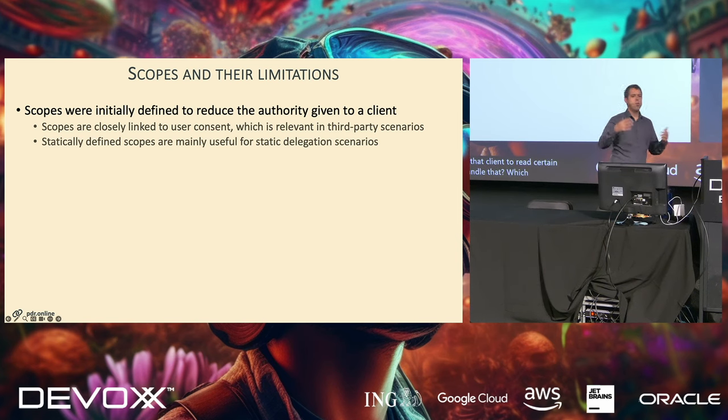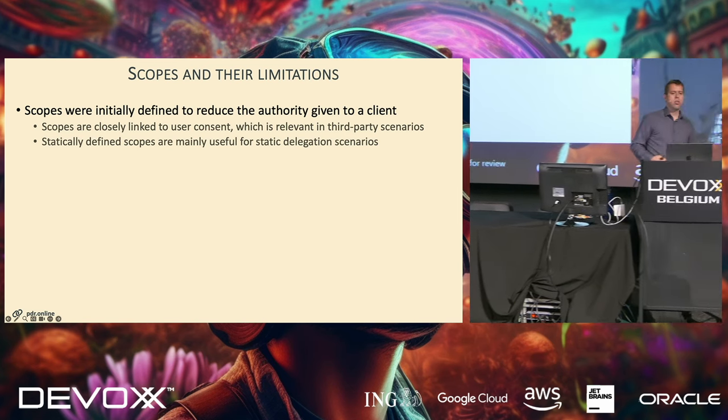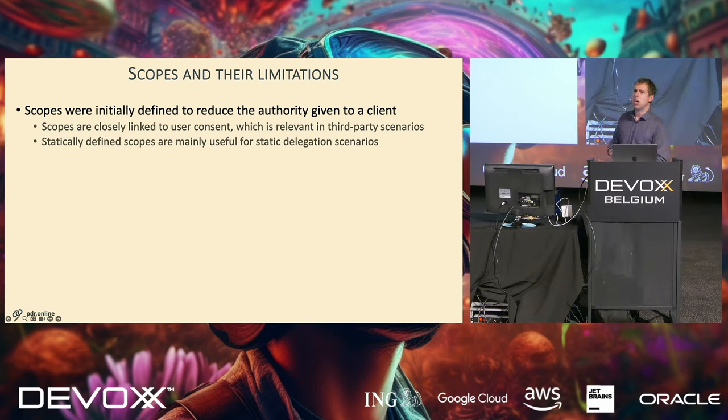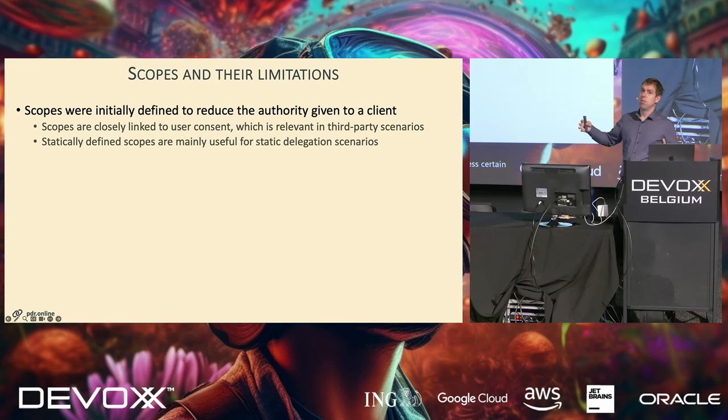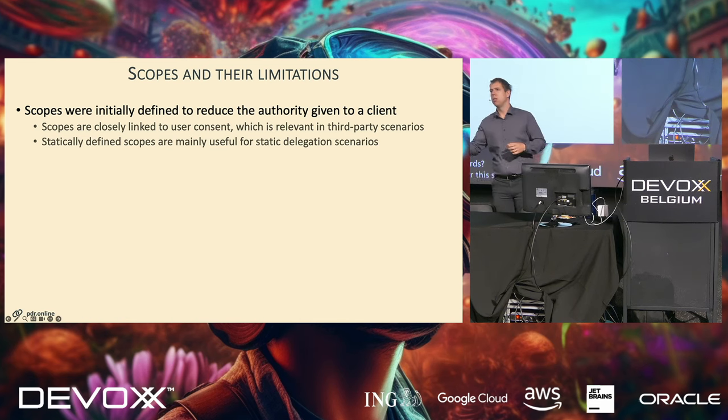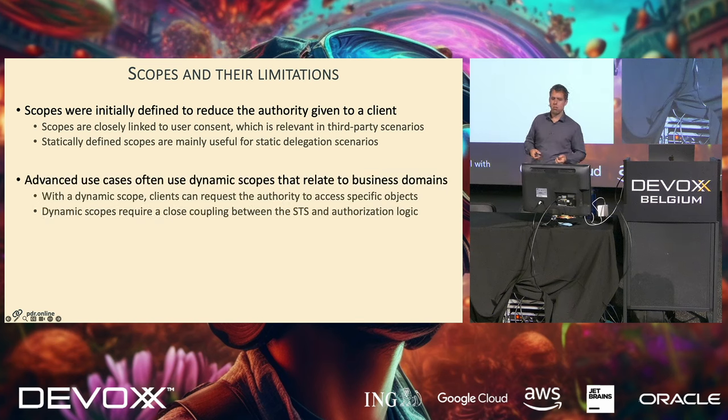Which, for reviews, doesn't make much sense, but imagine you're building an e-health application and you want to allow the client access to certain patient records, but not all of them. Read patient records? Probably not a good idea, but read patient records for this specific patient? Like, yeah, we can deal with that as a scope. And then all of a sudden you have dynamic scope values.